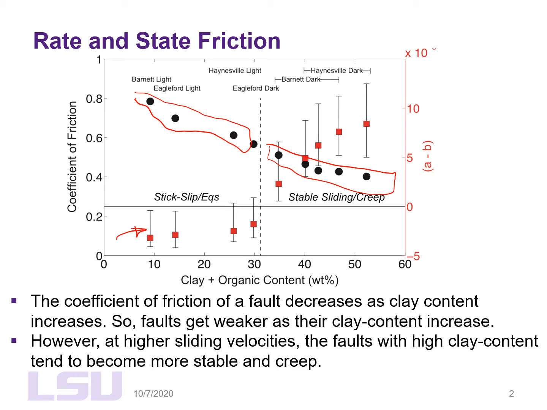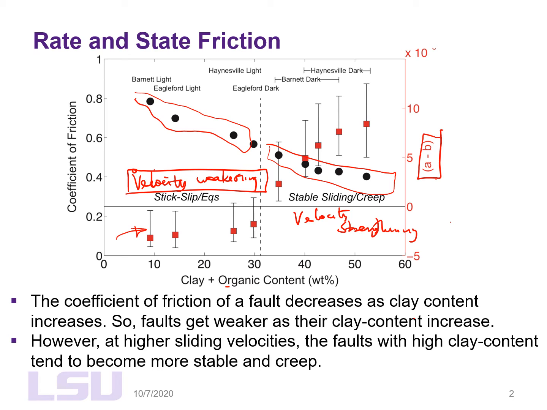And how do we know this? Because we're plotting a minus b right here. A minus b less than 0, what do you have? Velocity weakening. So this is velocity weakening. It got weaker at higher velocities. And this is velocity strengthening. Which one could produce earthquakes? This. Right? Because the system becomes unstable and you continue to produce more and more earthquakes.